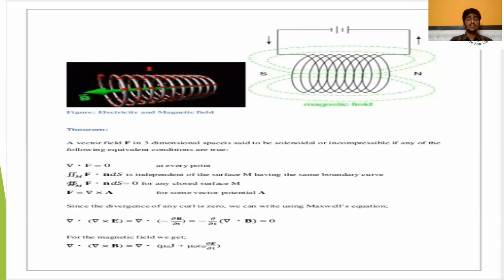Since the divergence of any curl is 0, we can write using Maxwell's equation delta dot delta cross E is equal to delta dot of minus dou B by dou t, which is equal to minus dou by dou t of delta dot B, which is equal to 0. For the magnetic field, we get delta cross B is equal to mu naught J plus mu naught epsilon naught dou E by dou t.